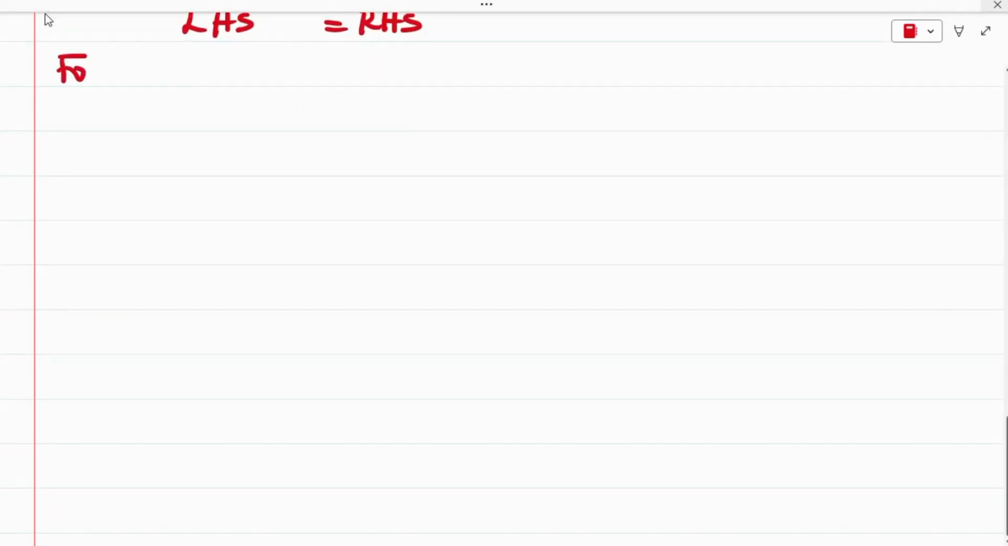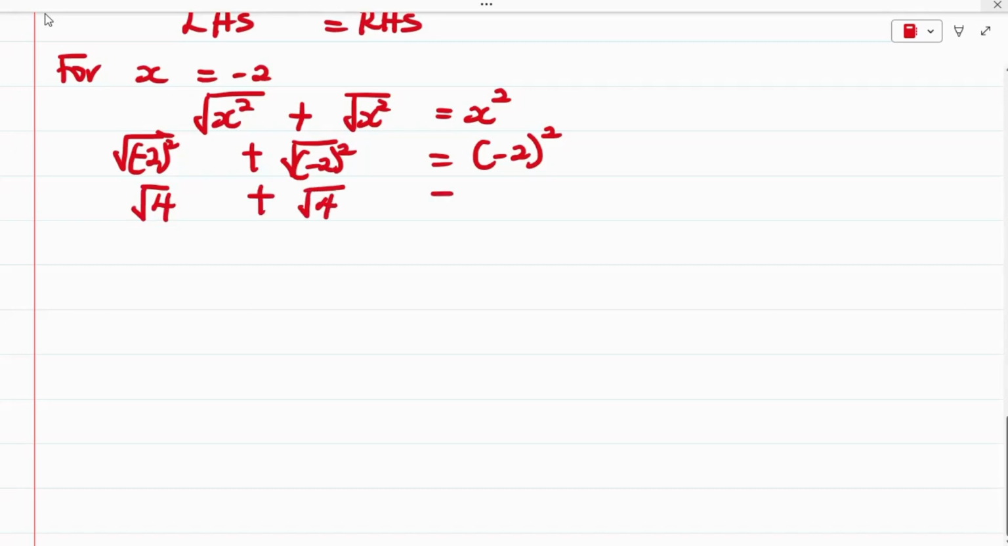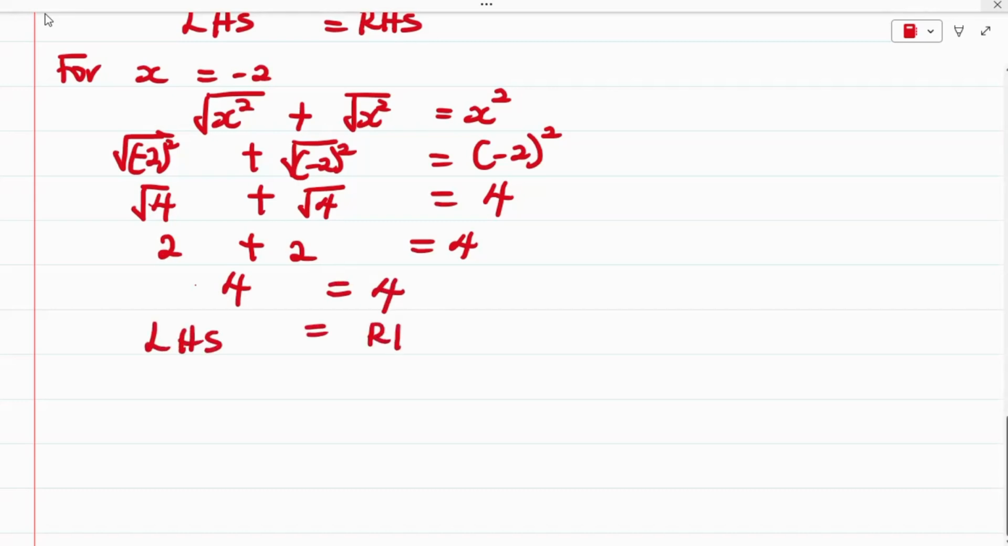So we're going to go to the next one, which is for x equals minus 2. We have the equation to be the root of x squared plus the root of x squared is equal to x squared. So we have the root of minus 2 all squared plus the square root of minus 2 all squared is equal to minus 2 all squared. So we have the root of minus 2 all squared, which is 4, plus the square root of 4, which equals minus 2 squared, which is 4. The square root of 4 is 2, plus the square root of 4 is 2, which is equal to 4. So 2 plus 2 is 4, which is equal to 4. So the left hand side is equal to the right hand side.